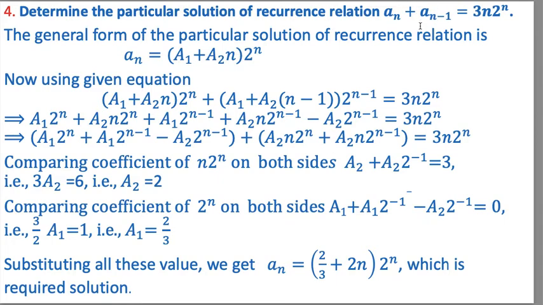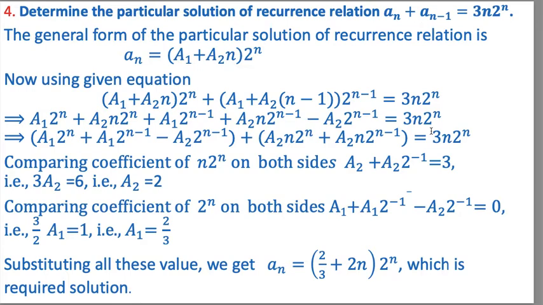Now for an minus 1, we will replace n by n minus 1 in this trial solution. So if we substitute these values in the given relation, we get (a1 plus a2n) 2 raised to power n plus (a1 plus a2(n minus 1)) 2 raised to power n minus 1. I have replaced n by n minus 1. On the right hand side we have 3n into 2 raised to power n. If you open these brackets, a1 2 raised to power n plus a2n 2 raised to power n plus a1 2 raised to power n minus 1 plus a2n 2 raised to power n minus 1, and this is minus a2 2 raised to power n minus 1, equal to 3n 2 raised to power n.